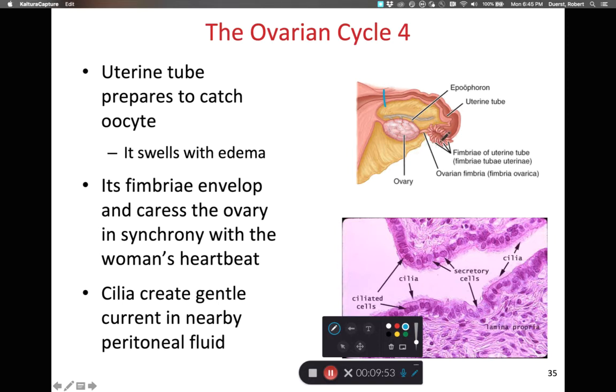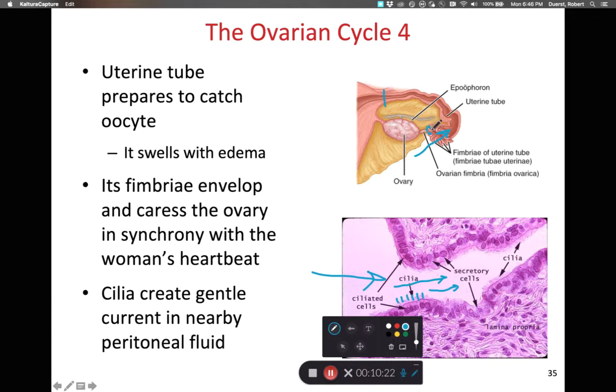And as we look at this uterine tube, right before ovulation, it's going to swell with edema. It's going to have an extra large amount of fluid entering into it. And that's going to cause the lumen to become exposed so that we can have the easy passage of the egg into the uterine tube. And then we're going to have lots of small ciliated cells that beat their cilia to move the oocyte through.